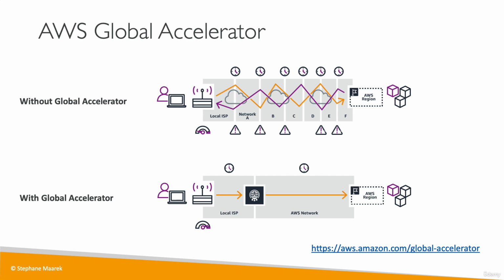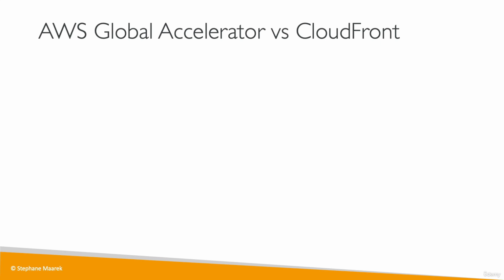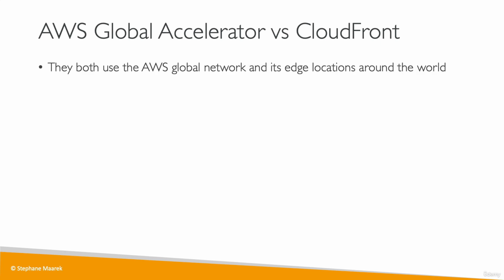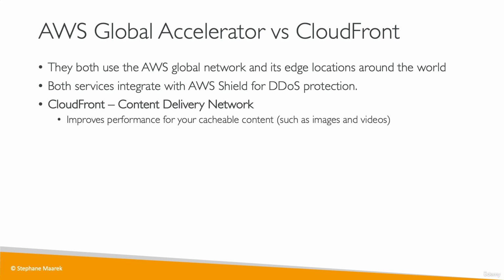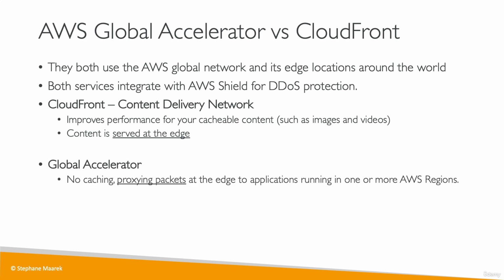Finally, I also get questions around what is the difference between Global Accelerator and CloudFront. They both use the global network of AWS and the edge locations around the world, and they will both integrate with Shield for DDoS protection. But CloudFront is a content delivery network, which is used to cache content at the edge, such as images, videos, and websites. And the content is served at the edge with CloudFront because it is cached at the edge location. For Global Accelerator, there is no caching. All the requests are going to be passed on from the edge locations back to your application in your regions.